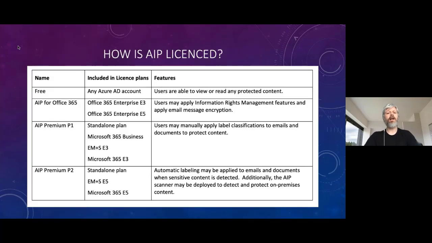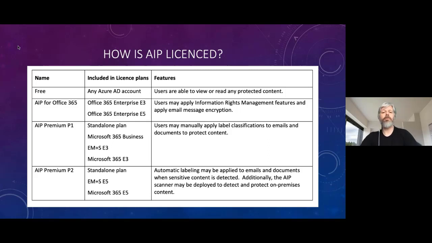So how is AIP licensed? Basically, there are 4 different methods, and this slide is already, as I've already alluded to, slightly out of date with the AIP Premium P2. So we have the free version, which is included in any Azure AD account, and the features of that are that any user is able to view or read any protected content.